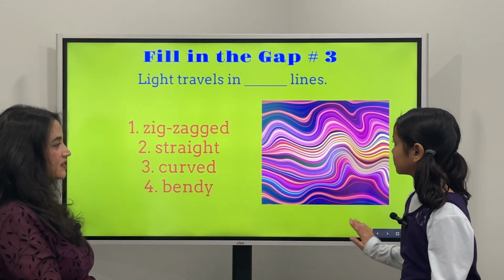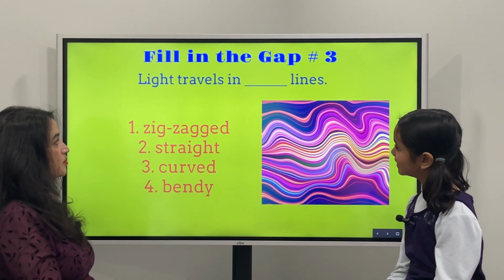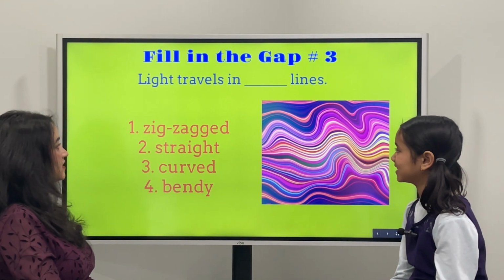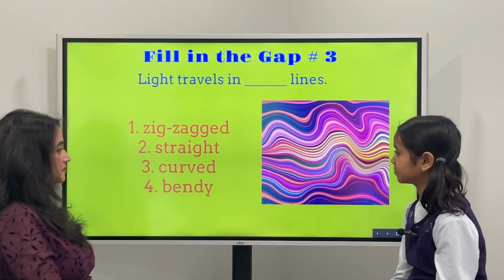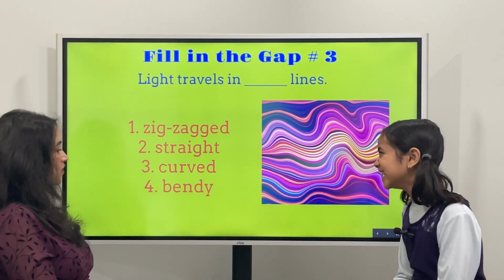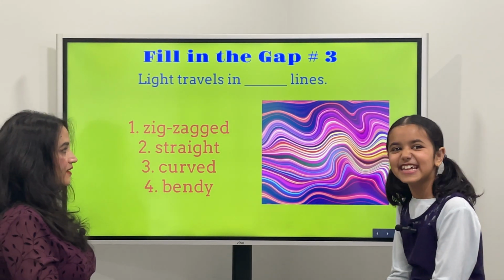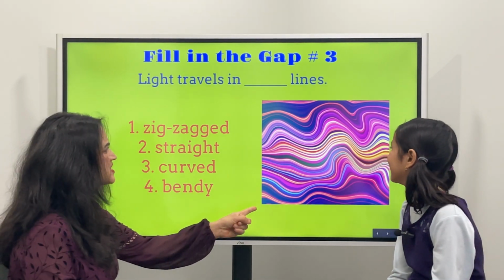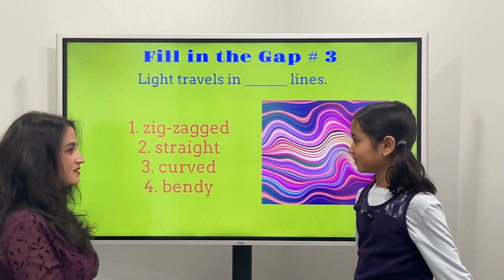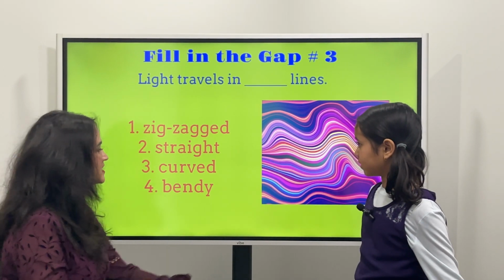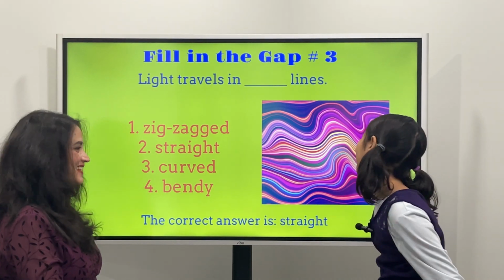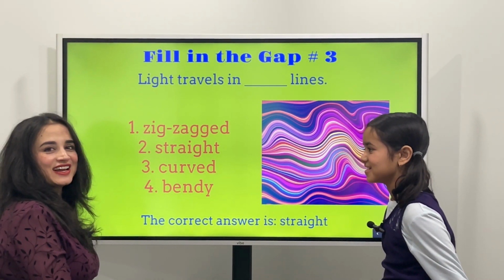Next, fill in the gap. Number 3: light travels in blank lines. Number 1, zigzag. Number 2, straight. Number 3, curve. Or number 4, bendy. I don't think bendy. Maybe straight, number 2. Let's see the answer. The correct answer is a straight line.